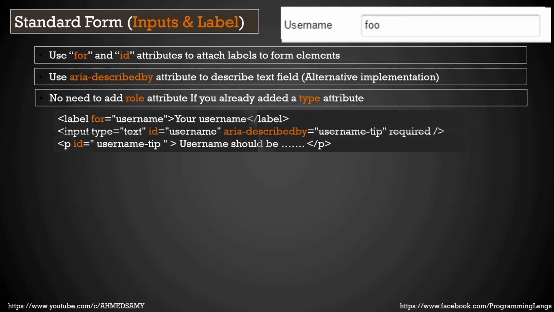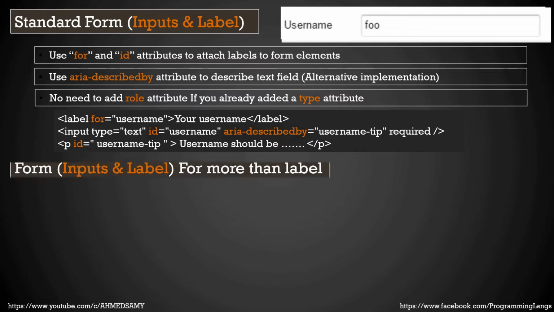The example will be like this. This is the standard input field, with a label for the input field, with the for attribute, which has the value of the ID of the input field itself, as you can see down there. That's why we call it the for and ID attribute. aria-describedby has the value of the ID of the descriptive text, which is down there on the third line. That's for the input with a standard one label.